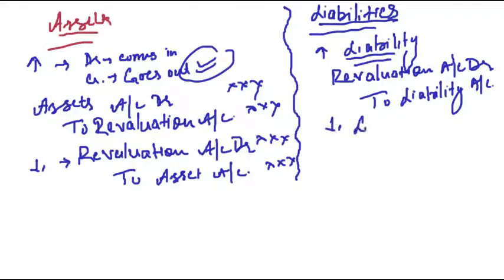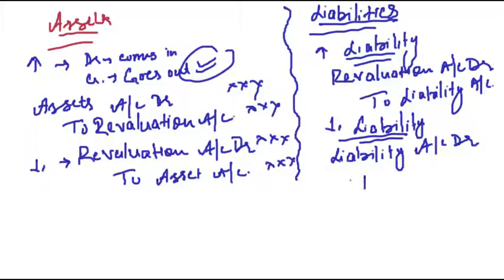Similarly, if there is a decrease in the liability, what will happen? Liability will be debited. Liability account debit to revaluation account. There is a decrease in the amount that I have to pay to someone. In other words, the amount is coming in. So I will debit the liability account and I will credit the revaluation account. Clear?